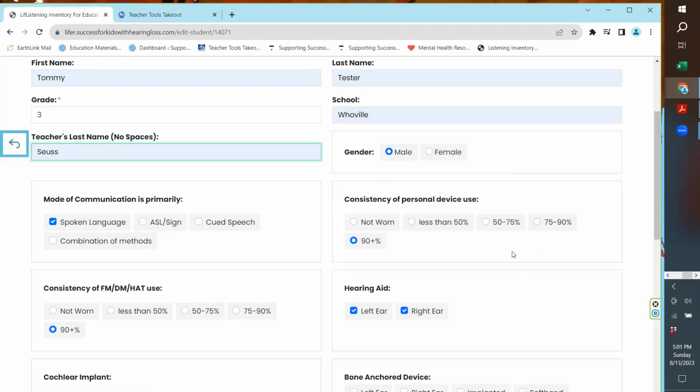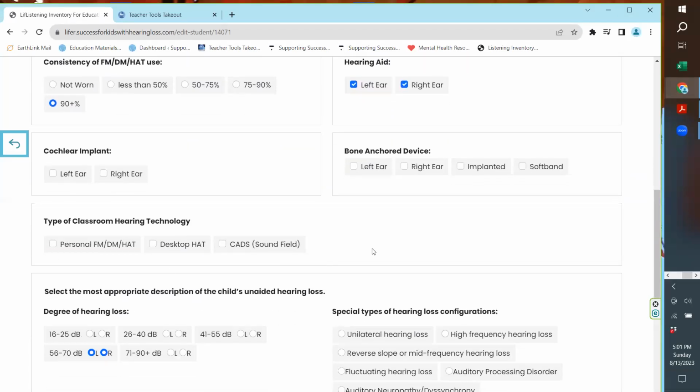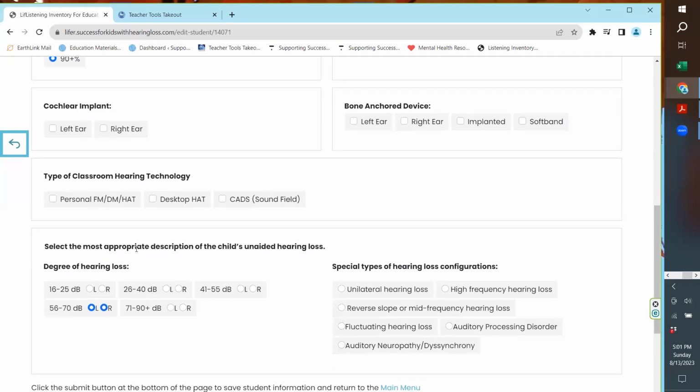We know that a child who uses their hearing devices 90% or more of the time is going to be more cued into listening situations and more able to cope than those that wear their hearing aids or hearing devices inconsistently. And so we asked about the personal hearing device, hearing aids, separate from their classroom hearing assistance technology. And if it's just one ear or both ears, same thing with cochlear implant, bone anchored devices, and type of classroom hearing technology.